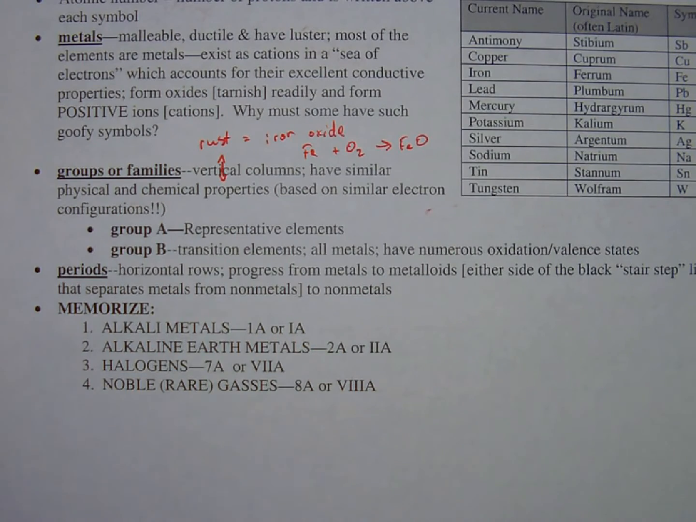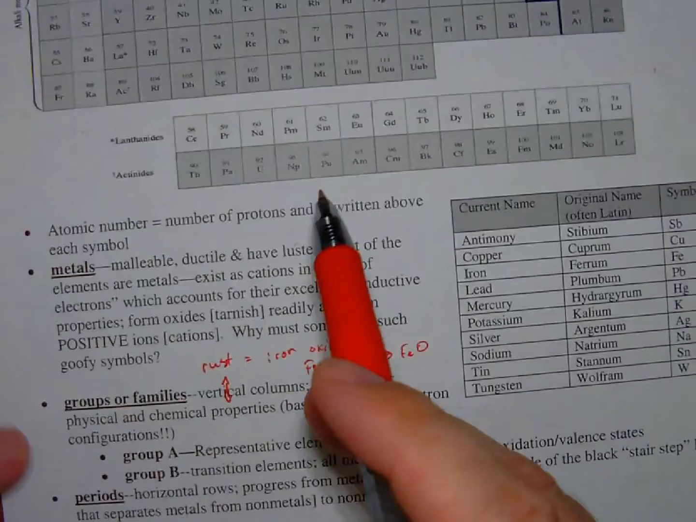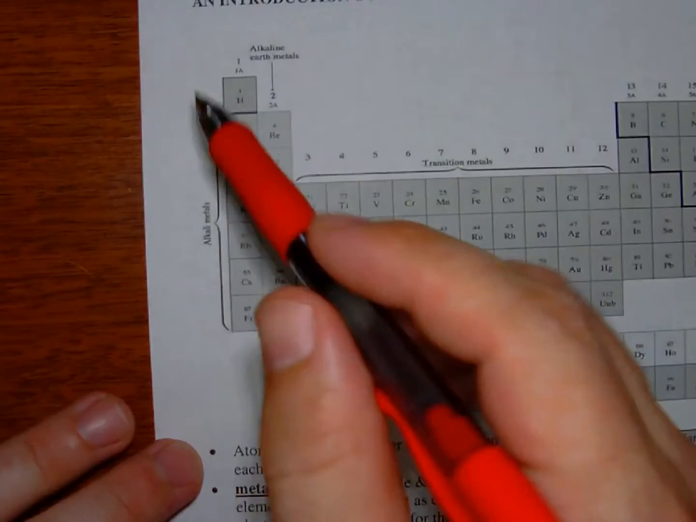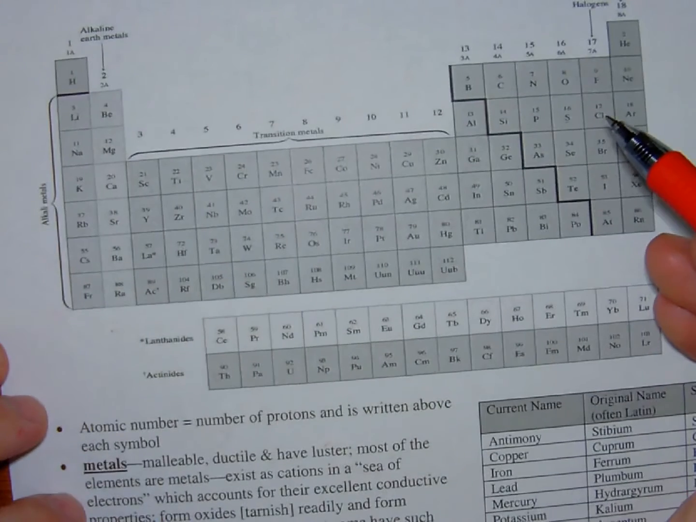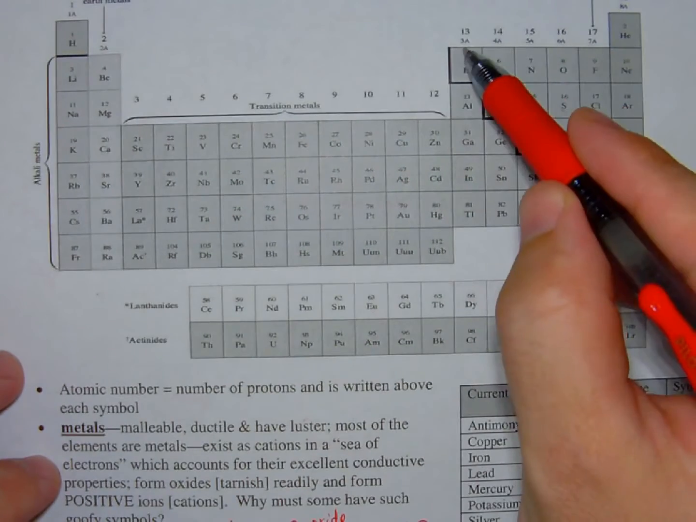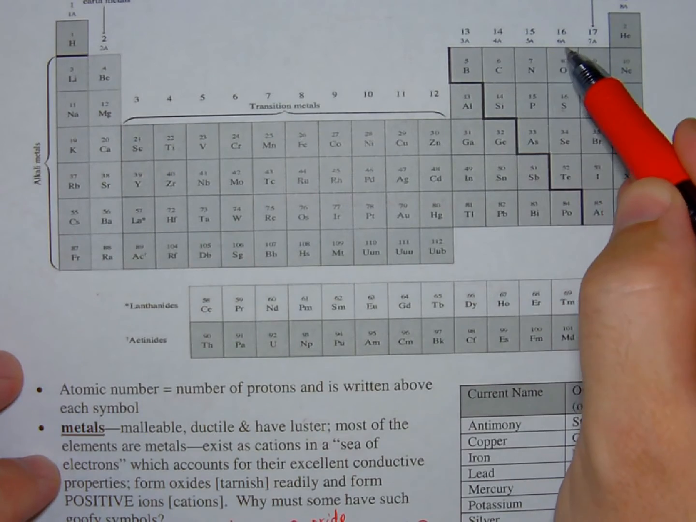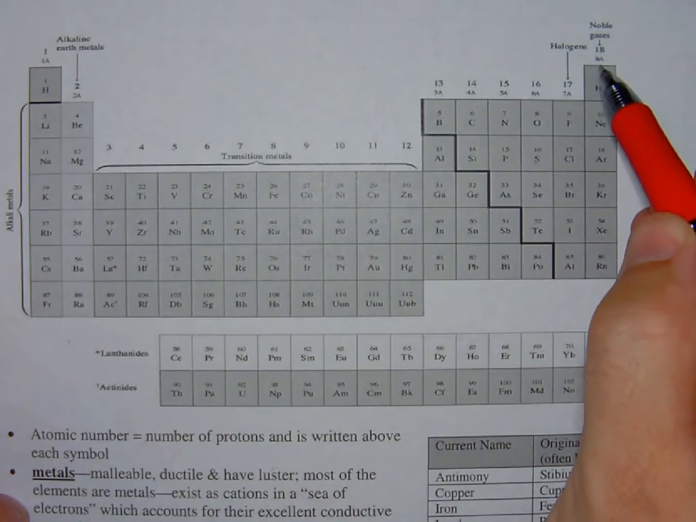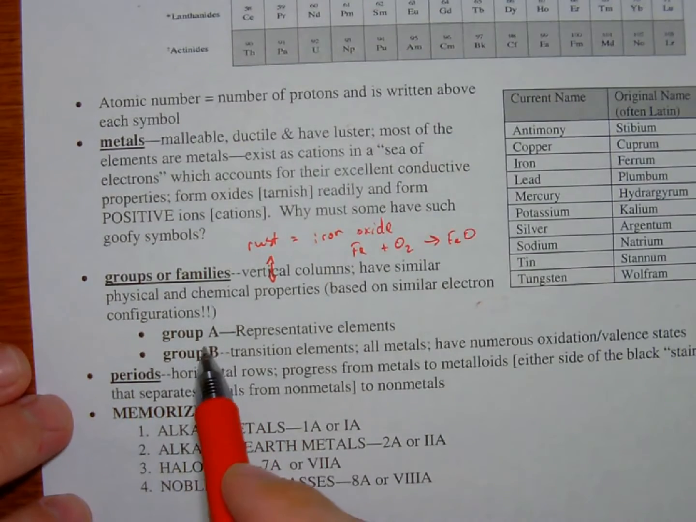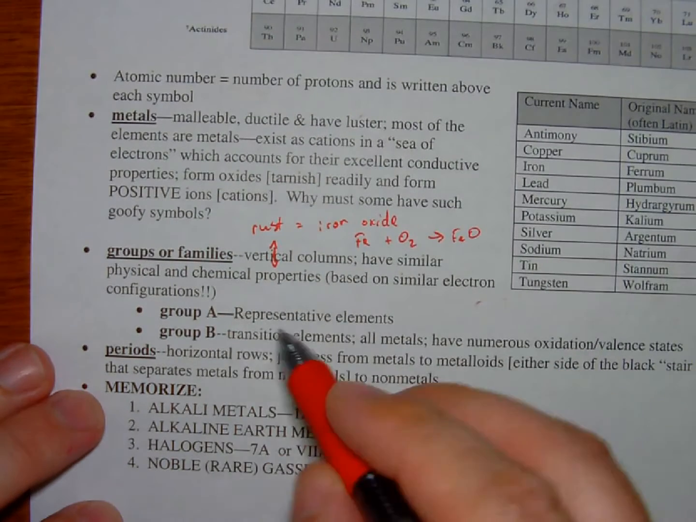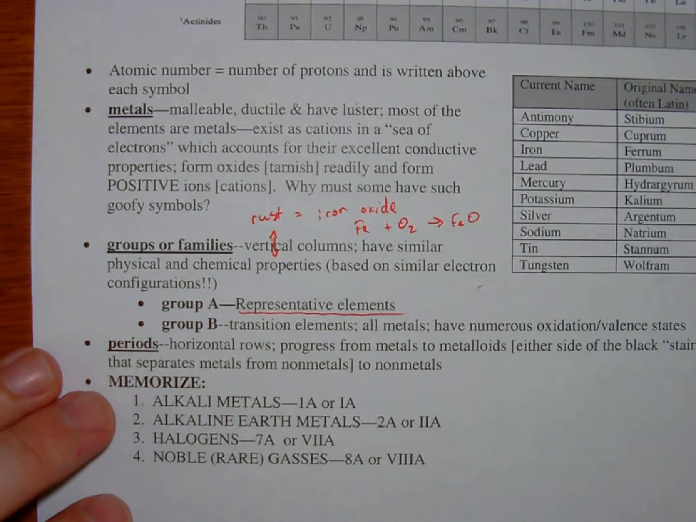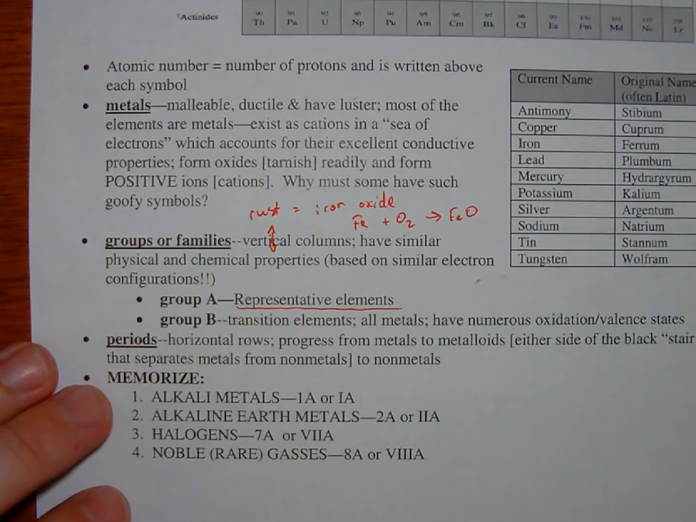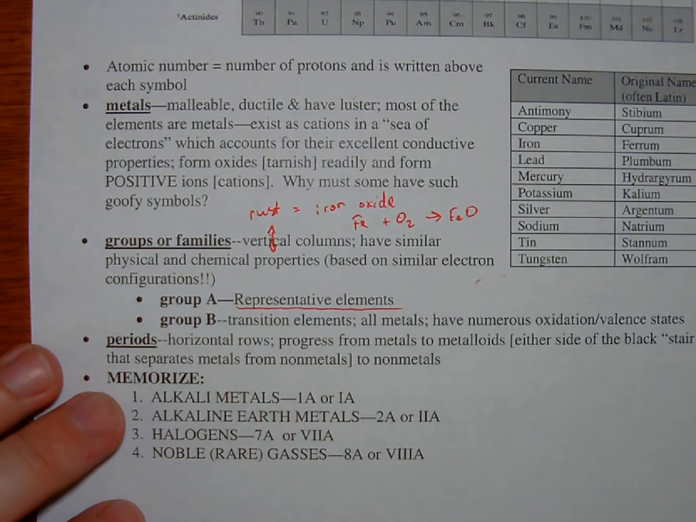So we have group A, right? So you got 1A, 2A, 3A, 4A, 5A, 6A, 7A, then 8A. So any of the A's are called representative elements. In Gen Chem, I use the term main group elements. These are also known as representative elements.